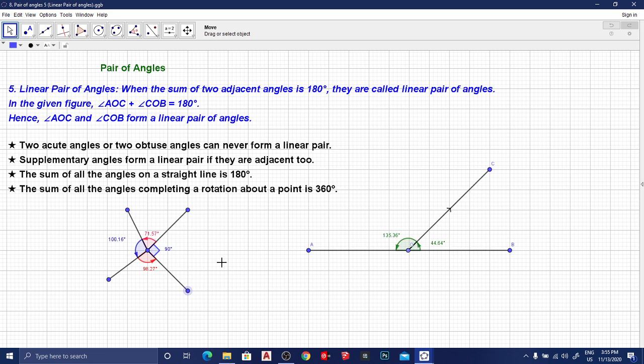So up to here, these are the different pairs of angles. Okay, so up to now I would like to conclude this session. In the next class I will explain the problems on this chapter in exercise 9a.